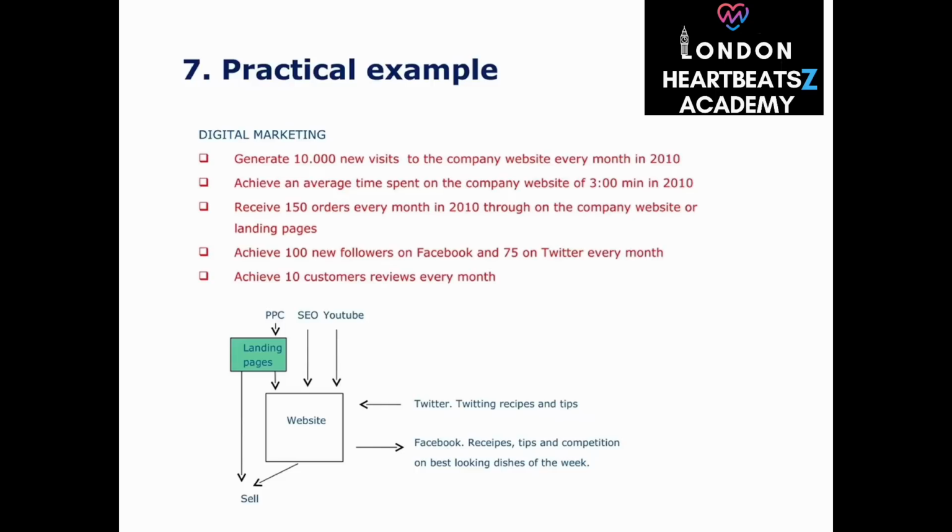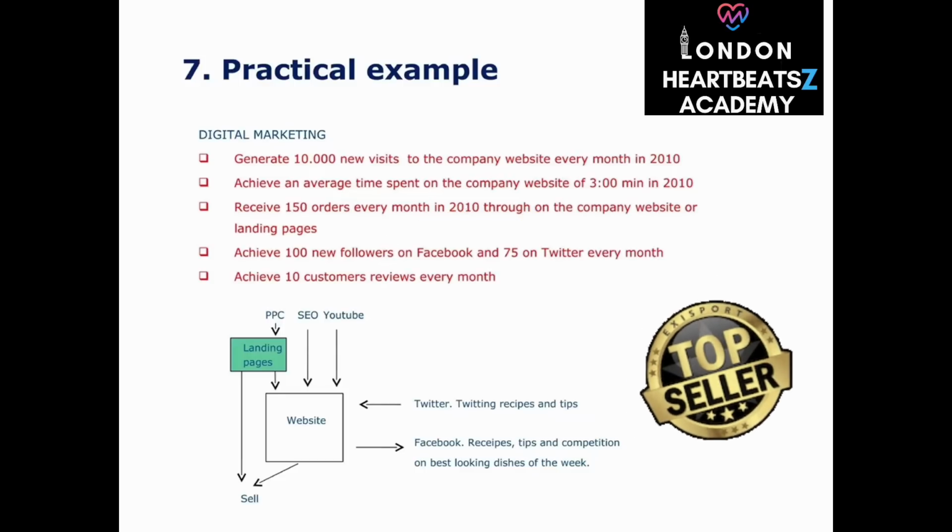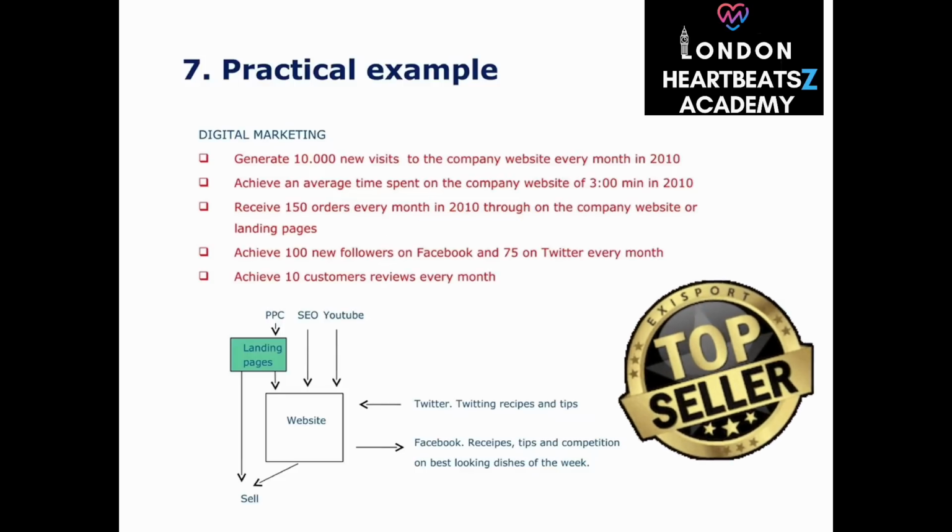Right. And their overall approach was nicely visualized in a diagram they had. They were using PPC and SEO to drive traffic to landing pages, which then led to the website, which was their main sales channel. On Twitter, they were sharing recipes and tips. And Facebook was used for sharing recipes, tips, and they even had contests focused on the most visually appealing dish of the week. So really using each platform for a different purpose, but all working together towards those overall goals.